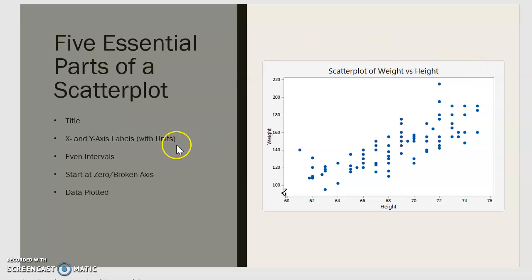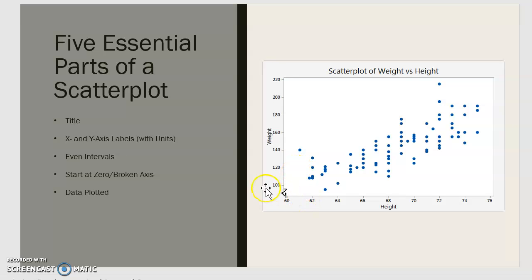Then we have X and Y axis labels with units. So let's look at our X axis. Our X axis is labeled height, and our units look like 60, 62, 64. For this class, I would love it if you guys would remember to put units. So you say like height in inches, or height in feet if you want to do like 2 foot, 3 foot, 4 foot type of thing.